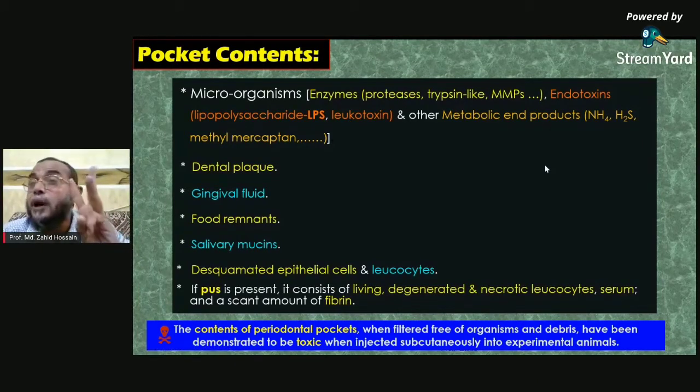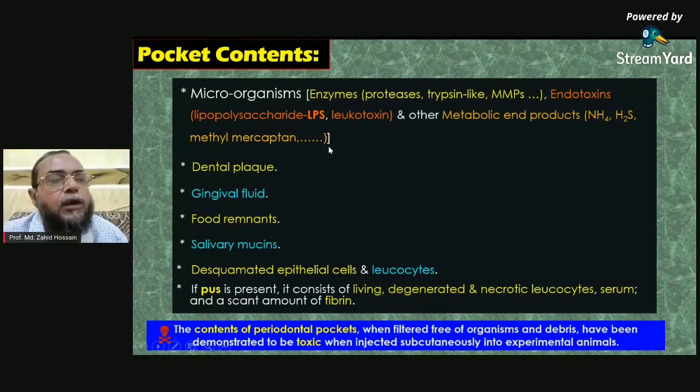So 3 types of bacterial products you will find in the periodontal pocket, and you can easily find out if you take the GCF of the pocket and analyze it in the lab. You will find different types of markers. Suppose you find more LPS, it means more and more disease. You find more protease, it means more periodontitis is there. So less of these enzymes, toxins, and metabolic end products means less disease. More of these markers, more disease.